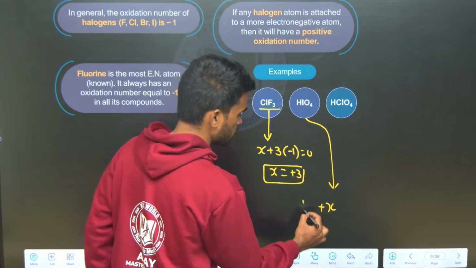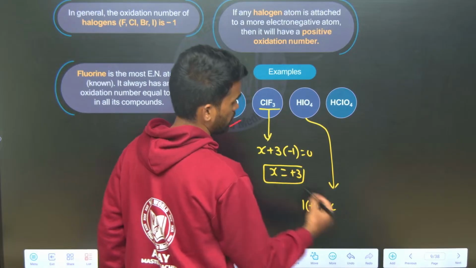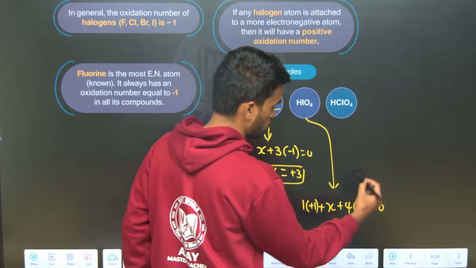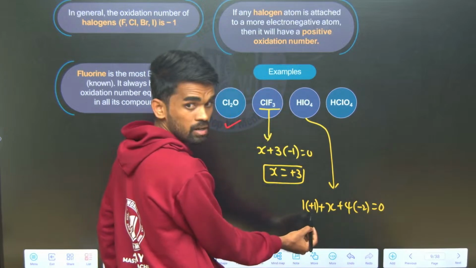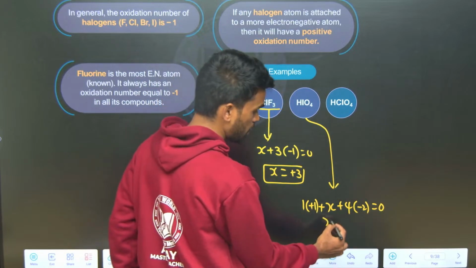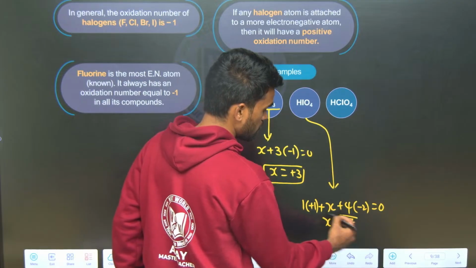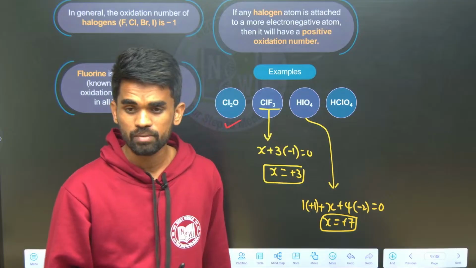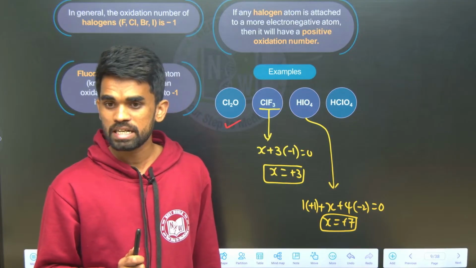One hydrogen atom is there: 1 into plus 1, plus 4 oxygens, 4 into minus 2, overall neutral, so 0. Minus 8 plus 1 minus X equals 0, so X will be plus 7. So plus 7 is the maximum oxidation state of halogens. What I am saying? Maximum oxidation state of halogen.